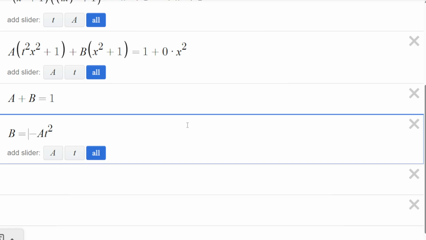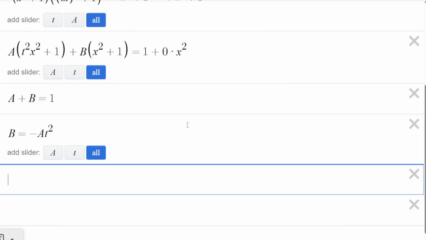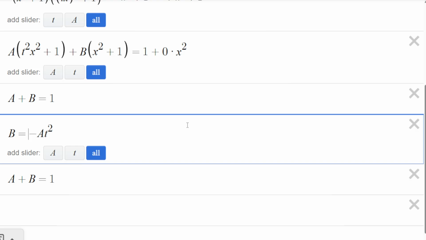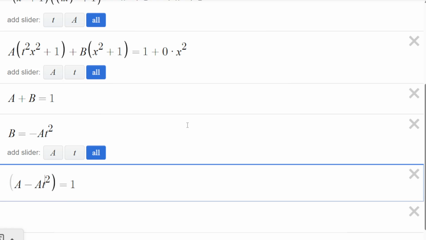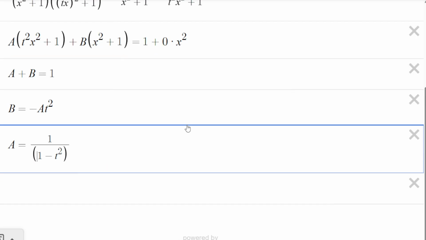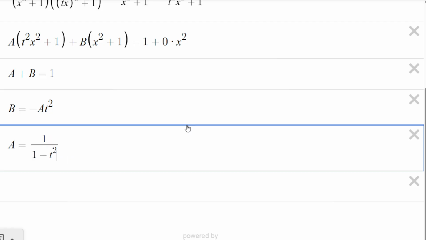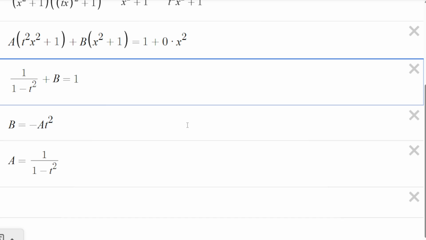All right, well, if b is negative a t squared, we can go ahead and replace it in this one. In fact, I'll make a new version down here, and then just put that there. And then we can factor out an a. So we get 1 minus t squared. Therefore, a is equal to 1 over 1 minus t squared. Great. Okay. So if that's true, we can replace this a with 1 over 1 minus t squared.